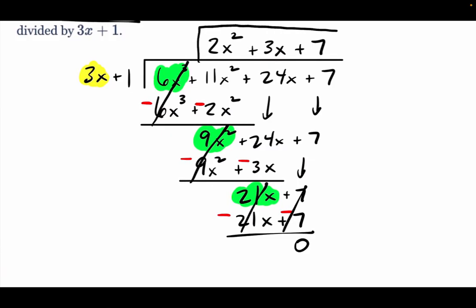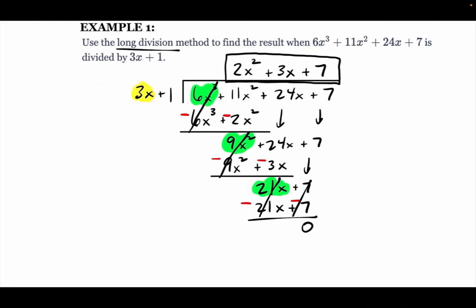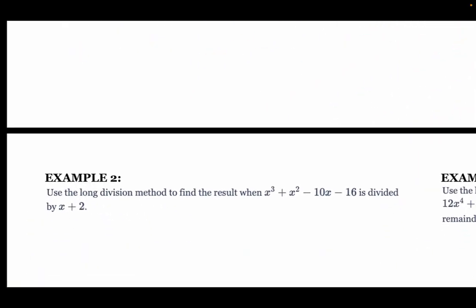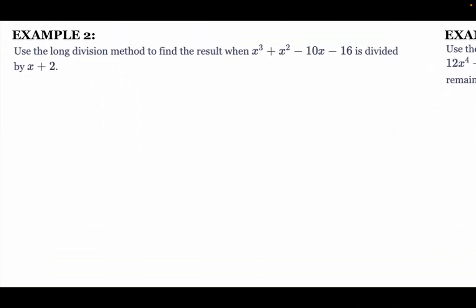So what is your answer? Your answer is on top. It doesn't have a remainder. So it's a factor, yeah. So if they ask you, is 3x plus 1 a factor of 6x cubed plus 11x squared plus 24x plus 7? You would say yes, it's a factor, because I got a remainder of 0. That's it. Okay? That's long division. That's polynomial long division. We're going to do some more practice, but essentially that's it.